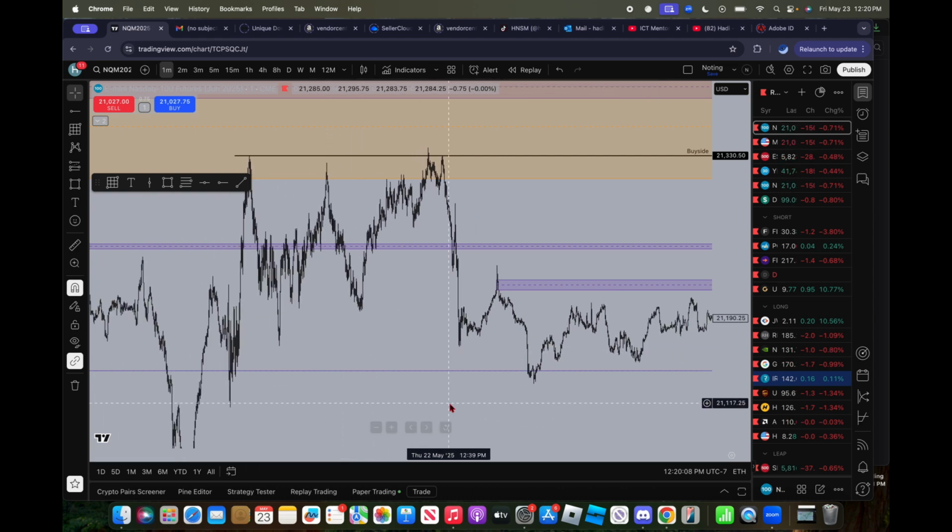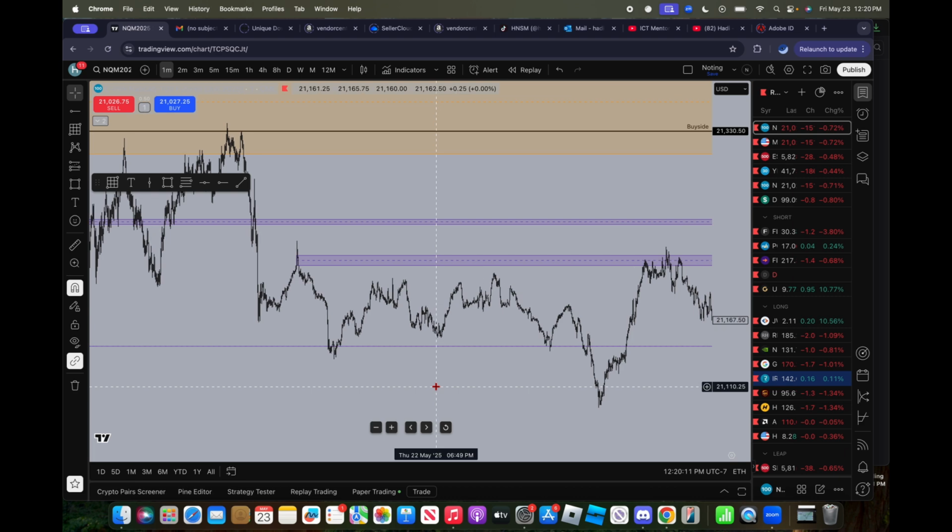And I also want to mention this from last night, because this was just a setup I was looking at, and it was really clean.